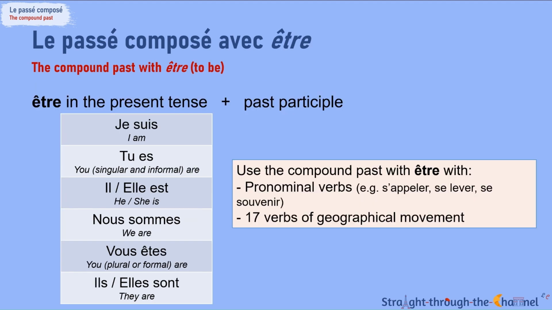That's it. Now you have the tools to conjugate most of the verbs in the passé composé. But there are of course exceptions. There are two types of verbs with which you will have to use être in the present tense, followed by the past participle. The first type of verb is the pronominal verbs. All the verbs that have to be used with a tiny word called a reflexive pronoun. For example, s'appeler, to call oneself, se lever, to get up, or se souvenir, to remember.